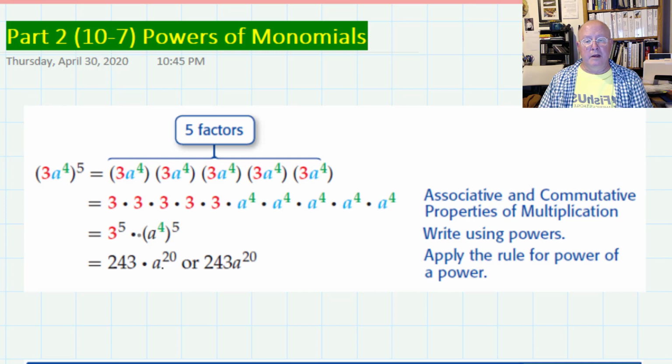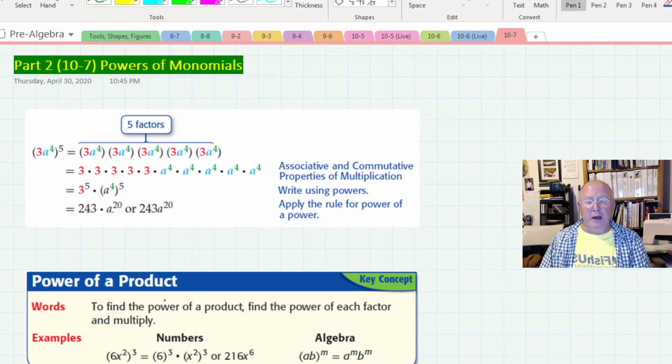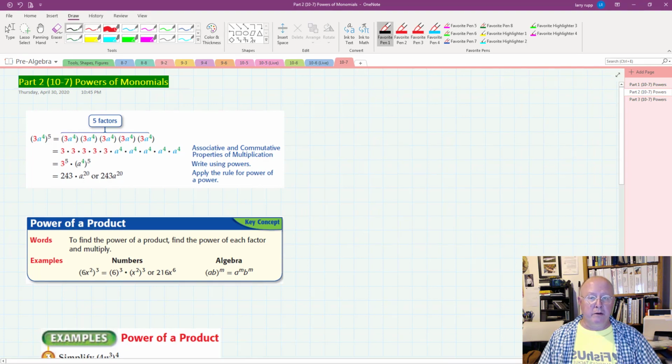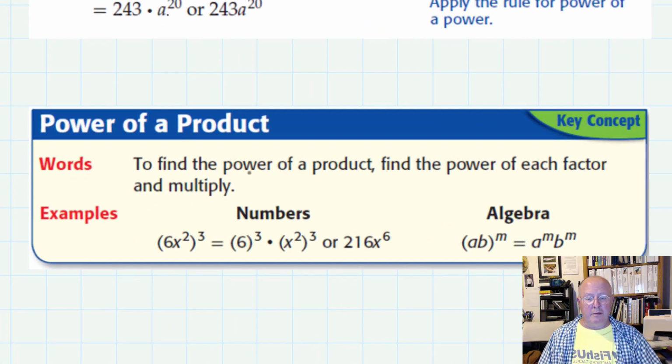So this expression, a to the 4th raised to the 5th, is an application of our power of a power. That's what we just learned. Using this whole method, now we have another key concept, and this is called power of a product. To find the power of a product, find the power of each factor, and multiply. Here's the example they have.